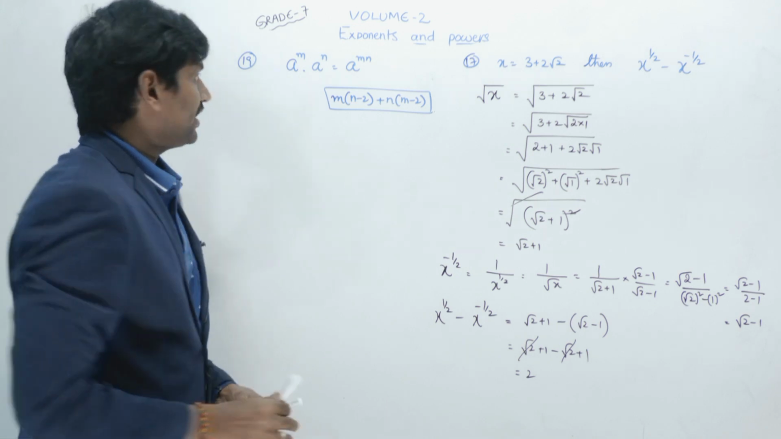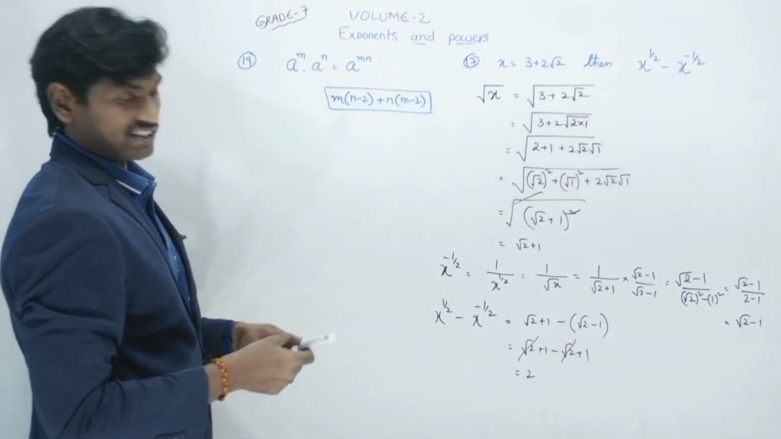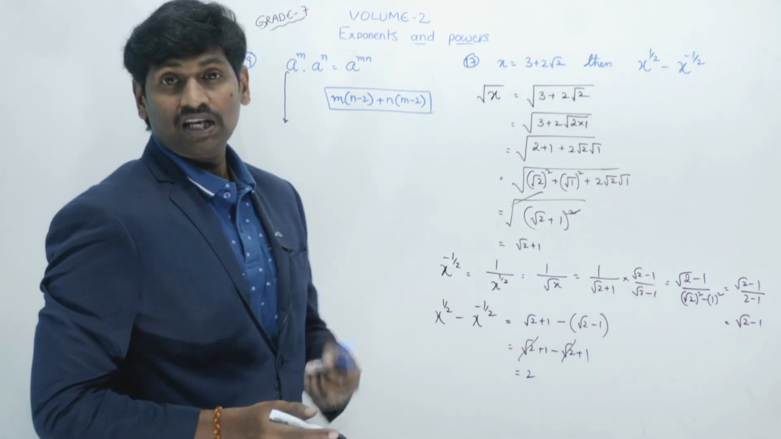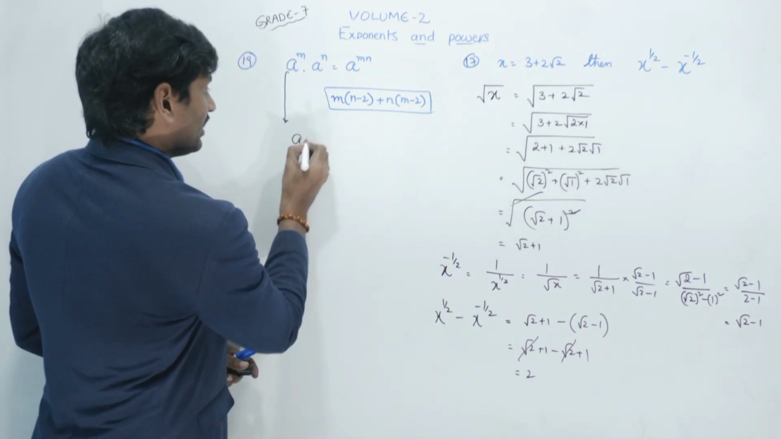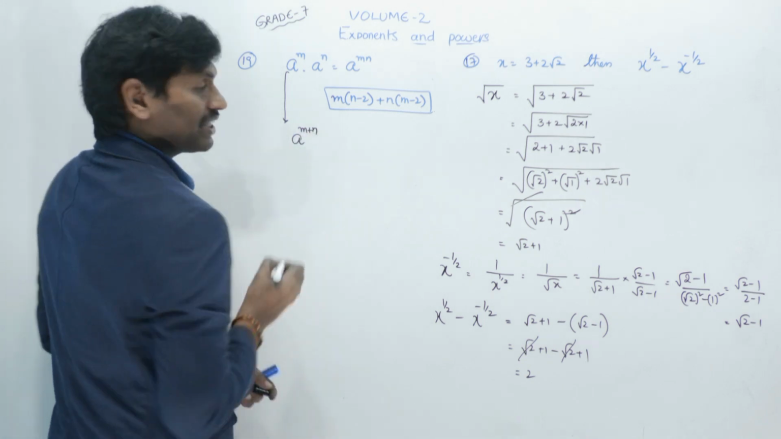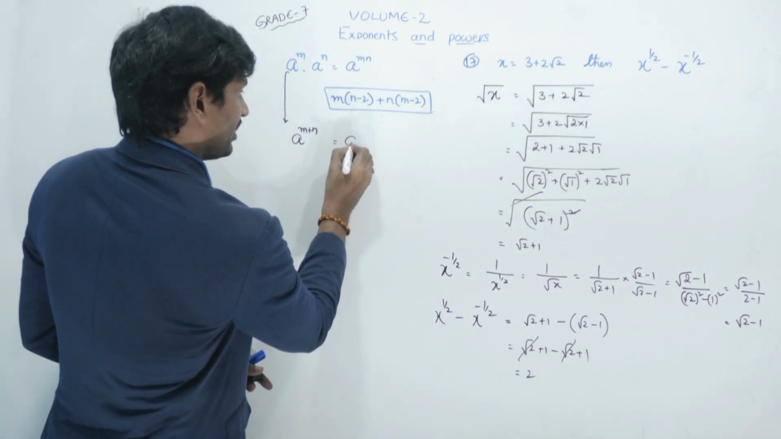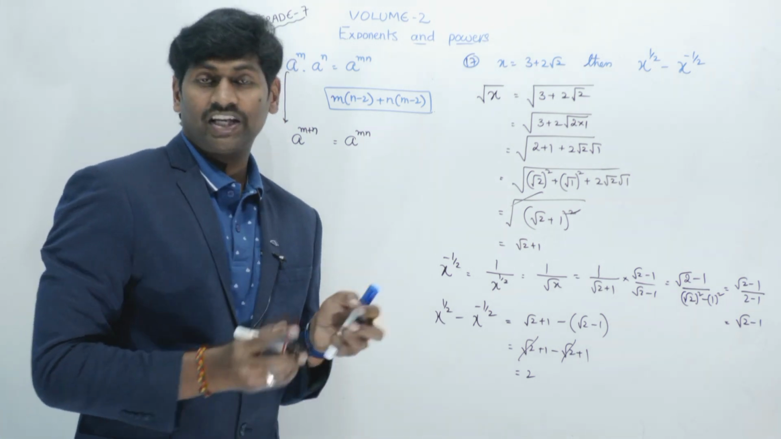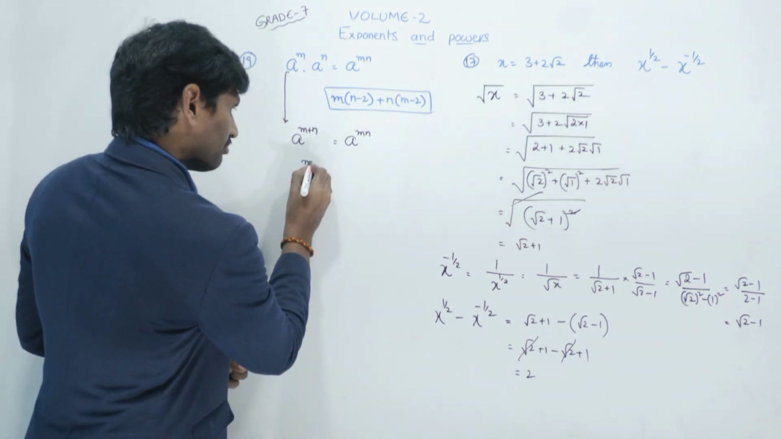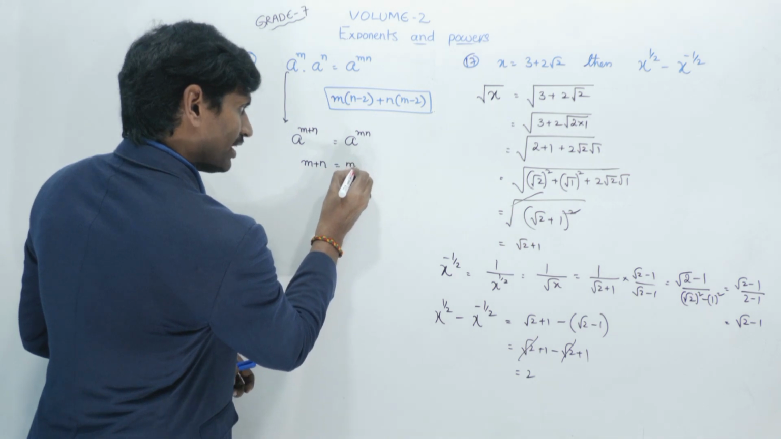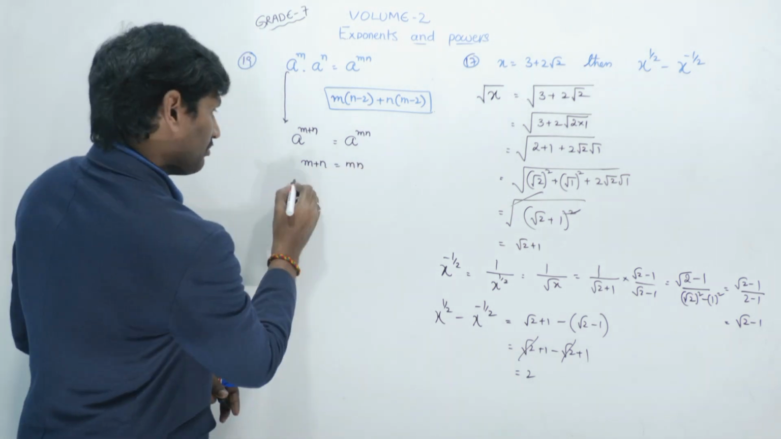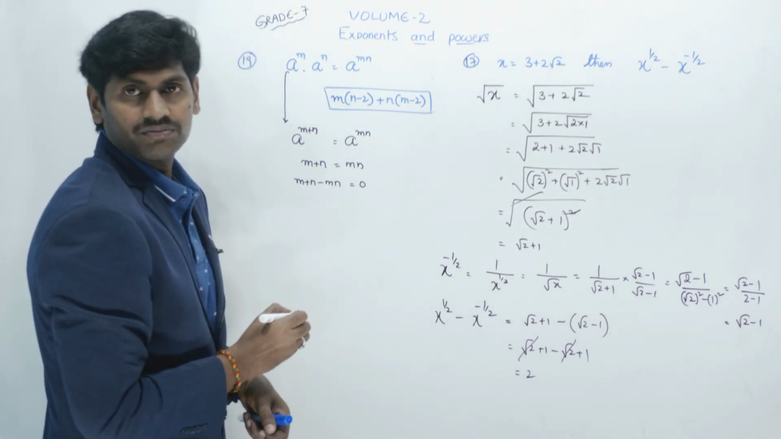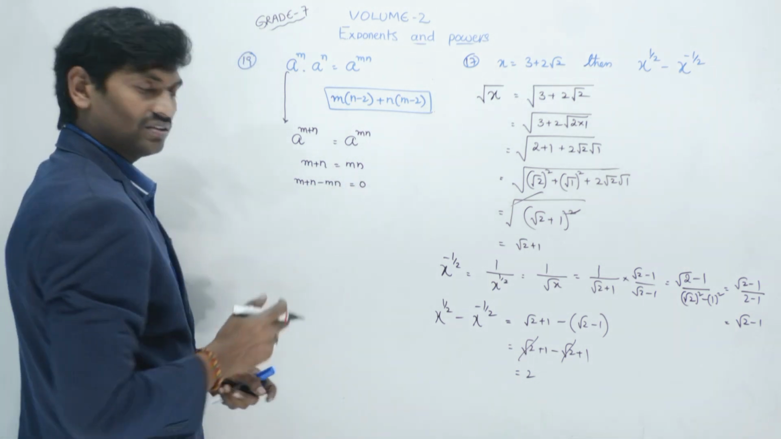From the given condition, applying the laws of exponent, the left hand side will be a power m plus n, and the right side a power mn. Again, the law of exponent: if the bases are same, we can equate the exponents. So from this we can write m plus n is equal to mn. Bring this side, it becomes m plus n minus mn equal to 0.